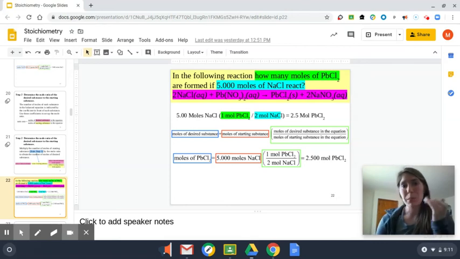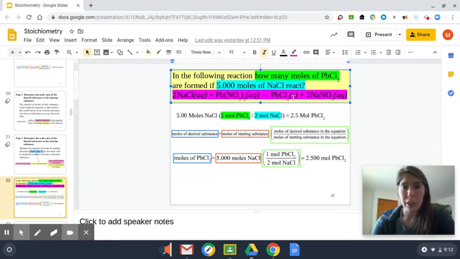Now, that's my given. That's my starting substance. So the thing that I'm asking you to solve is desired. The thing that's given in the problem is going to be your starting substance. So in this case, I have to start with my 5 moles of sodium chloride, okay? And then I have to multiply it by my mole ratio, okay? My mole ratio is desired over starting, and I need my chemical equation for that.